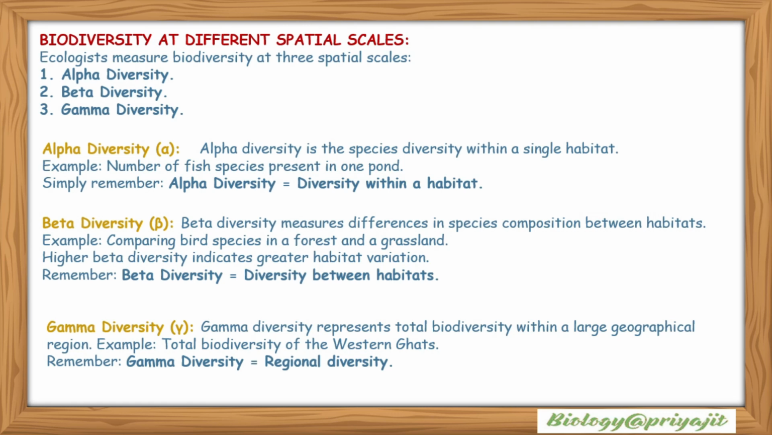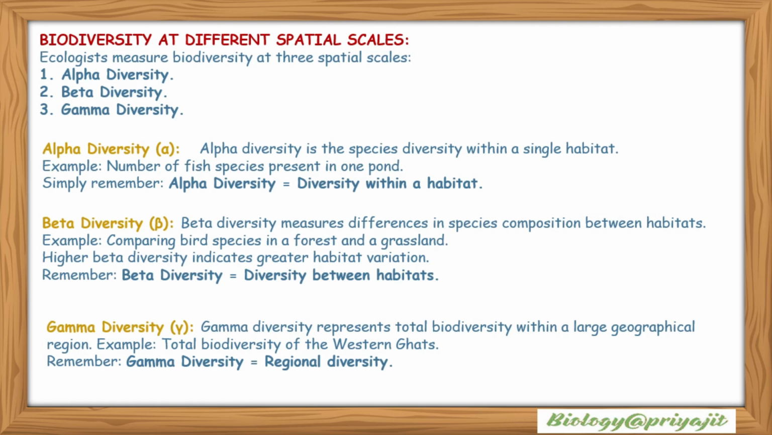Beta diversity measures differences in species composition between habitats. Example, comparing bird species in a forest and grassland. Higher beta diversity indicates greater habitat variation. Remember, beta diversity is equal to diversity between habitats.